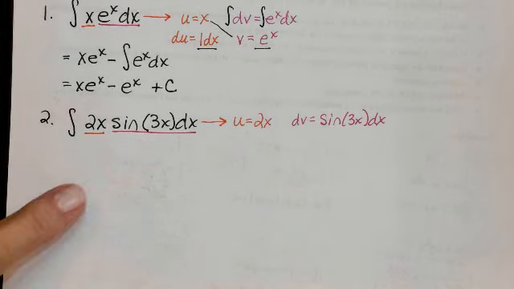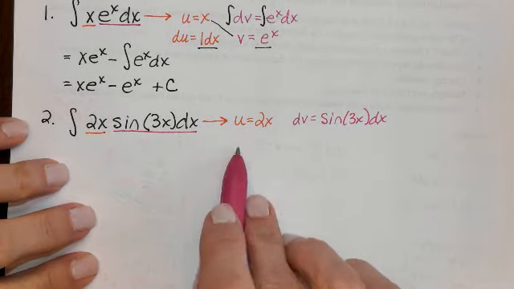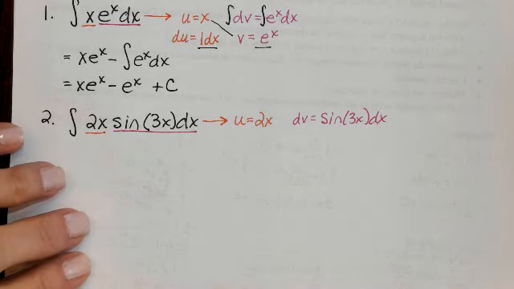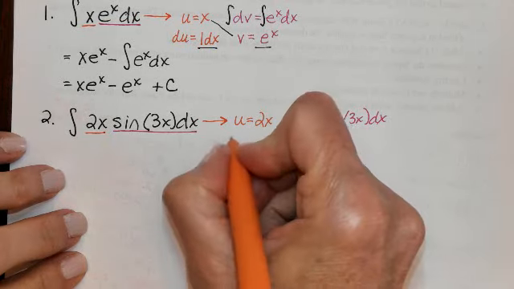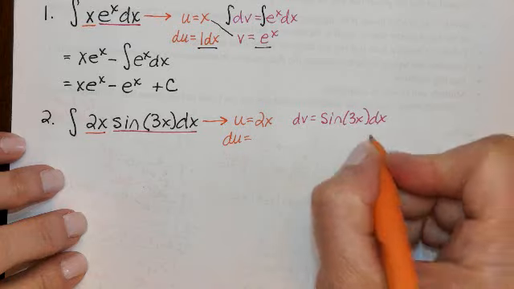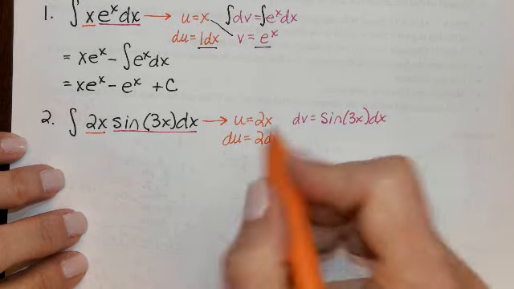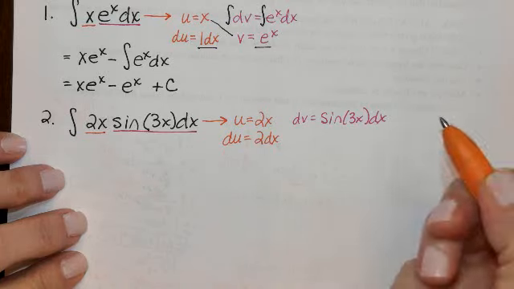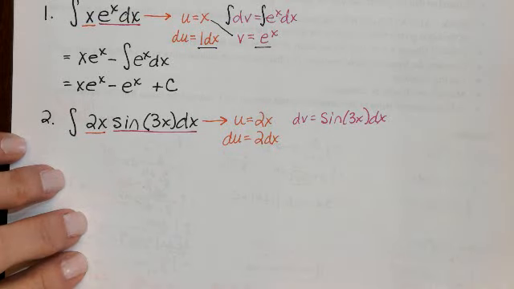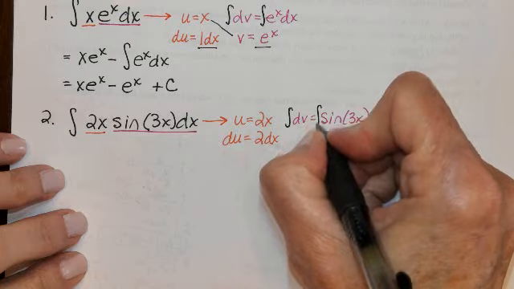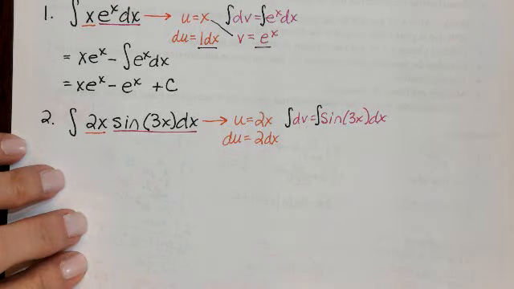We always need to get du, and we always need to get v. So let's get du. du will be 2 dx, right? Because du/dx is 2. All right? For dv over here, we're taking the integral of both sides, right?